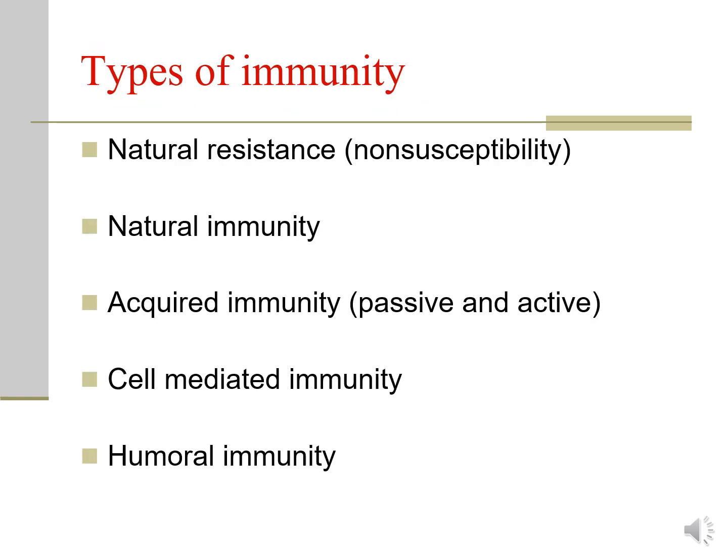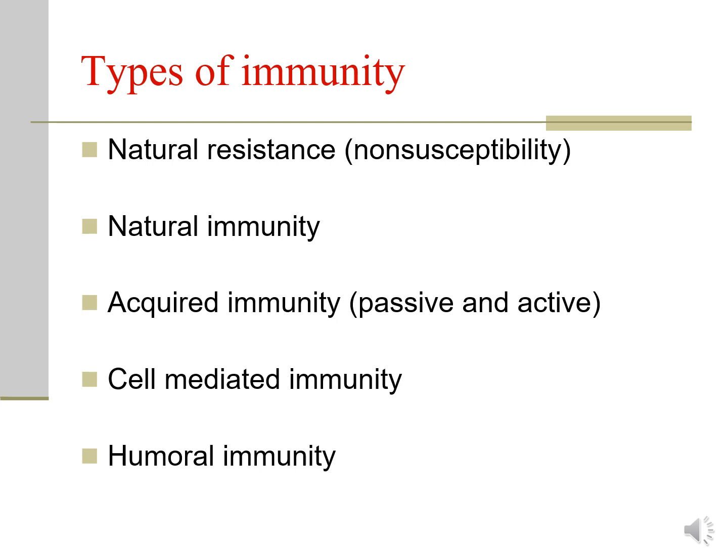There's a number of different types of immunity. I want to first talk about natural resistance, also known as non-susceptibility. This is absolute protection from a disease. For example, man is not susceptible to most animal diseases. Then we have natural immunity. This is the immunity that you're born with, and this is highly influenced by your heritage or race.